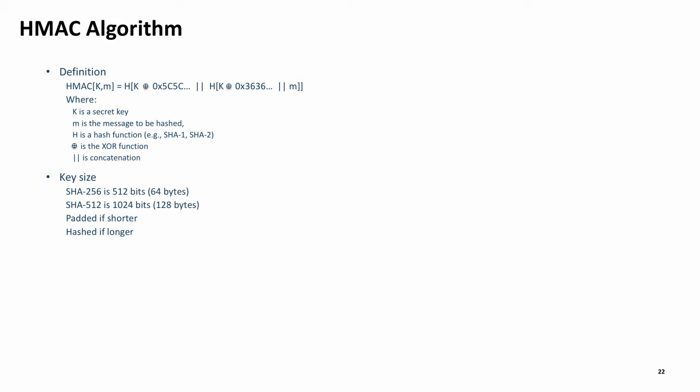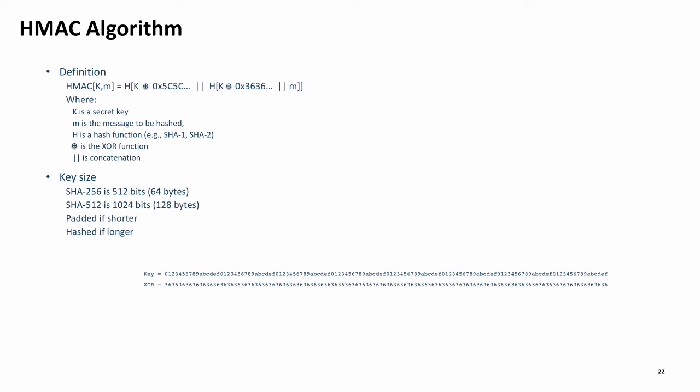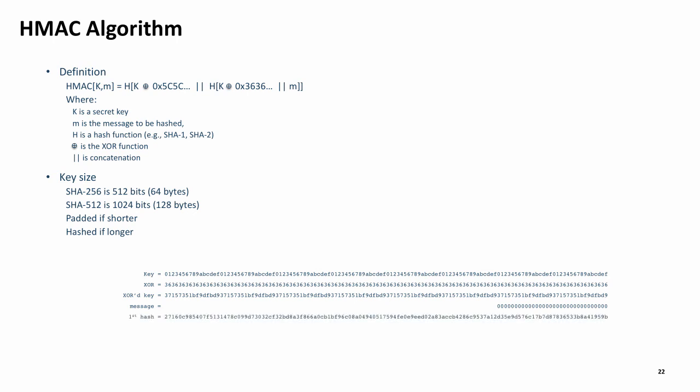As an example, let's take a very non-random 512-bit key consisting of the string 0 through 9, A through F, repeated 8 times. Since the key is 512 bits long, we do not need to pad it or hash it. We will XOR the key with 363636 repeating to get this value, which is another very non-random value. To make matters worse, the message will be a very non-random value too, just a 64-bit string of zeros, possibly representing the first value of a 64-bit counter. After concatenating those two values together and taking a SHA-256 hash, we get this value.